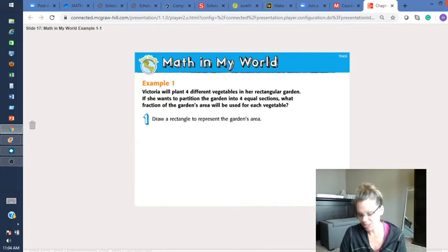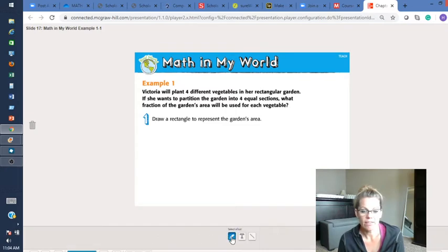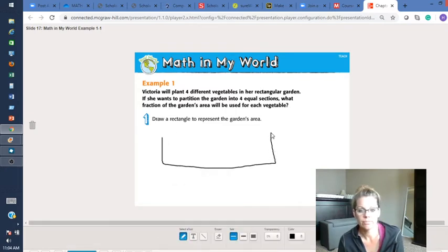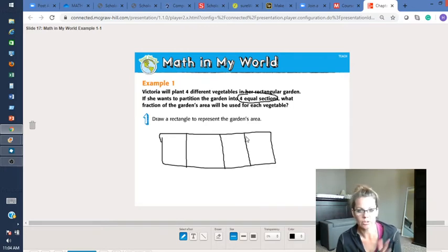All right. Let's look at example 1. It says, Victoria will plant 4 different vegetables in her rectangular garden. If she wants to partition or divide up the garden into 4 equal sections, what fraction of the garden's area will be used for each vegetable? Draw a rectangle to represent the garden's area. So if we have a rectangle here, and we're going to partition it into how many pieces? 4 equal sections. So remember, if you want 4 pieces, you have to draw 3 lines. Ready? 1, 2, 3. Not totally even, but close enough.